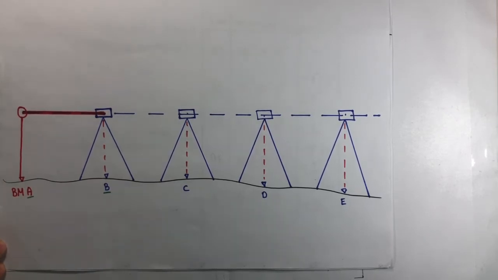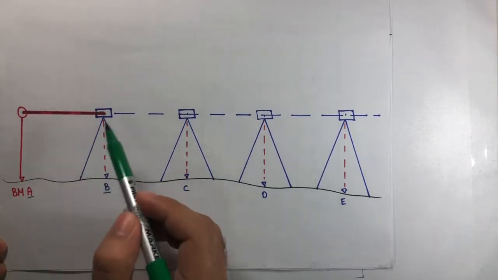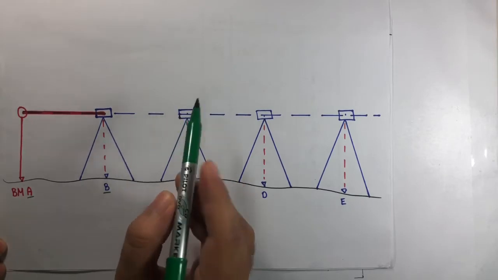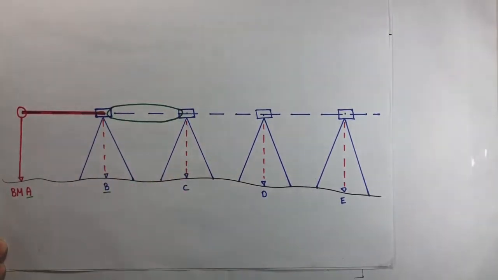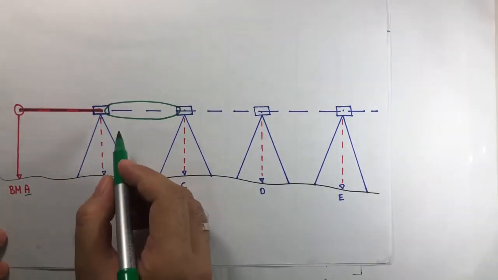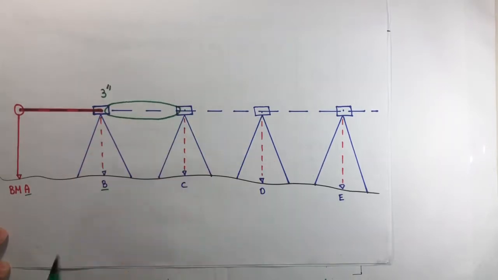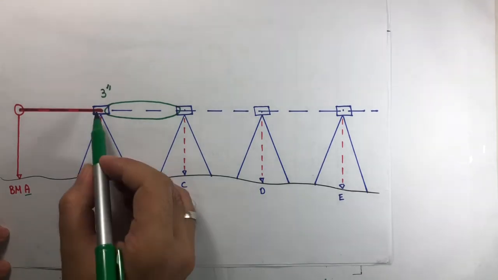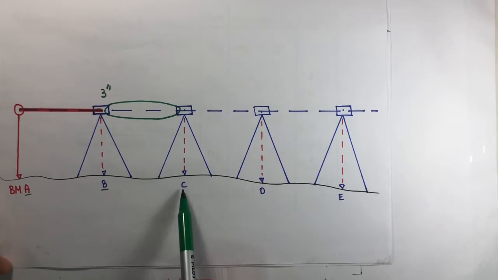Now, we made the first setup, we kept this total station equipment here to get the azimuth of this line. When we distributed our misclosure error, we noticed that each measurement or each azimuth has to take 3 seconds of error. This equipment had an error of 3 seconds. This was the error of this equipment which affected line BC.